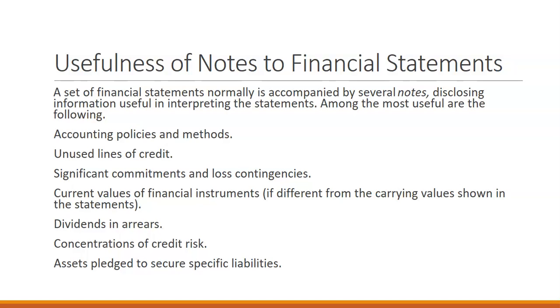Do they have unused lines of credit? What are their potential liabilities? Do they have any loss contingencies or commitments that don't show up in the financial statements? Do they have dividends in arrears? Are there credit risks? Do they have assets pledged to secure specific liabilities? Some places will pledge their accounts receivable against liabilities, so then their accounts receivable are going to pay the liabilities instead of generating cash flows.